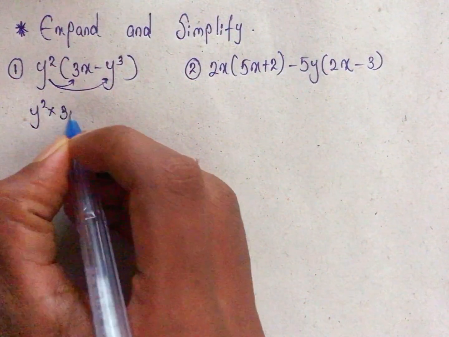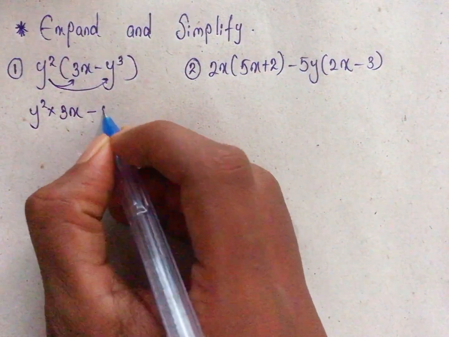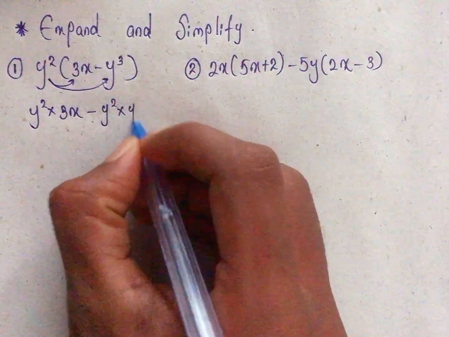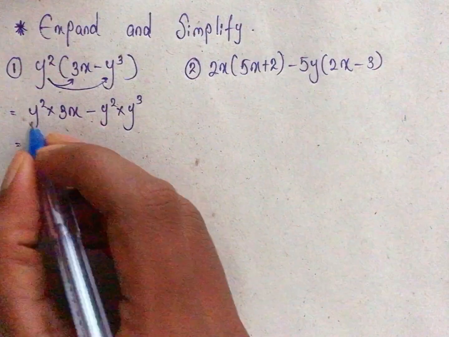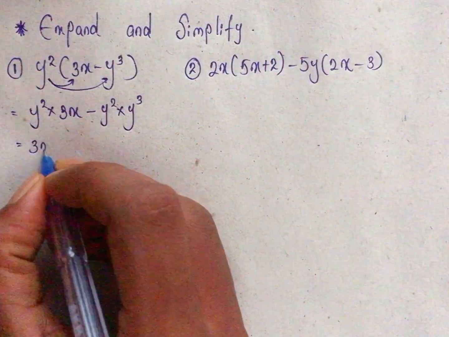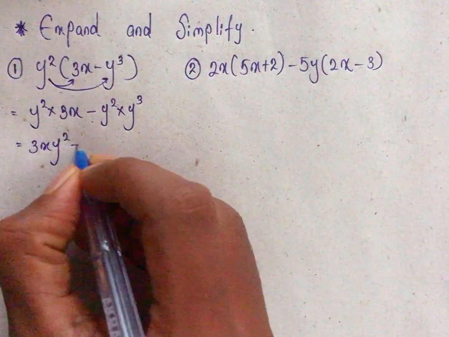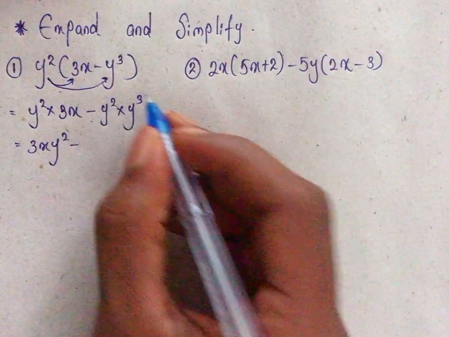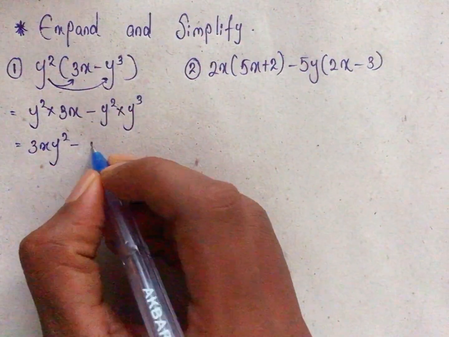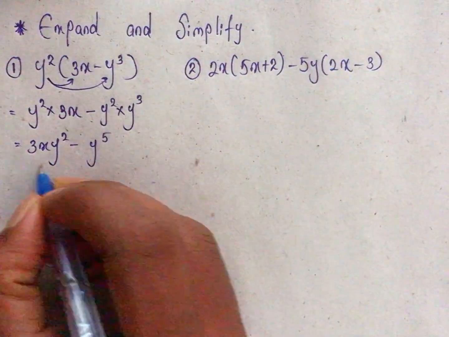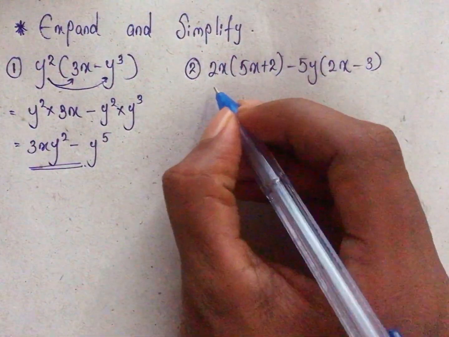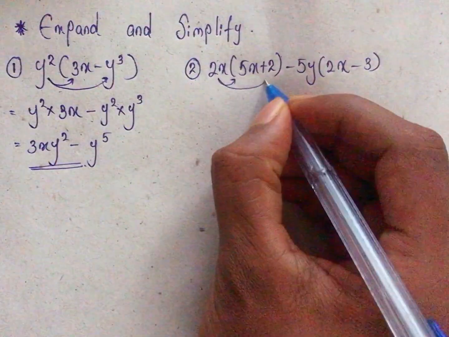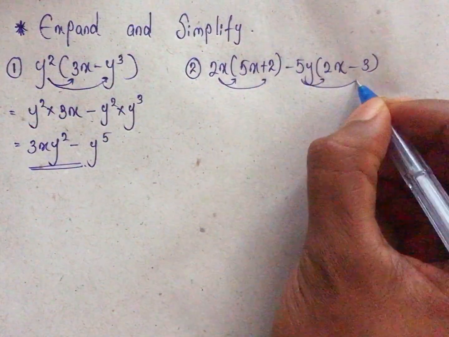y squared into 3x minus y squared into y cube. First term you get as 3xy squared minus, this is same base and multiplication, so you need to add the powers, it is y to the power 5. In the second case you also need to remove the bracket, same as before.